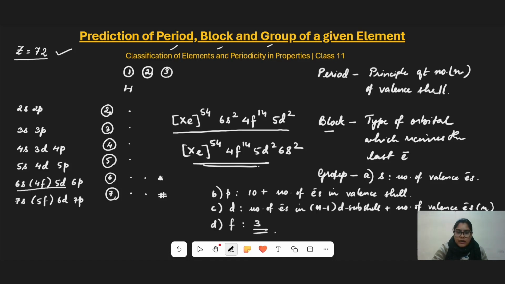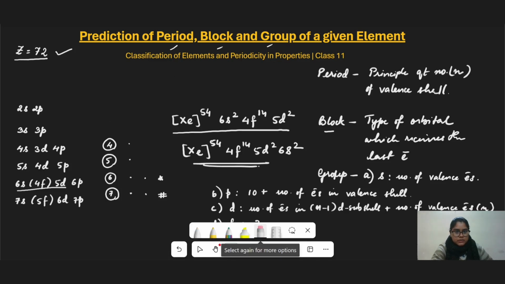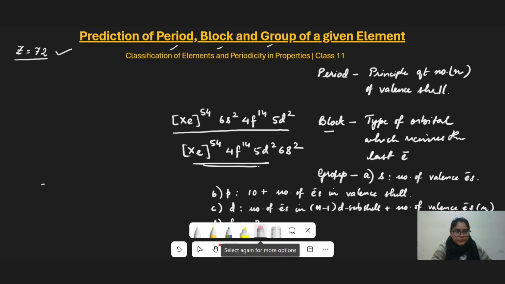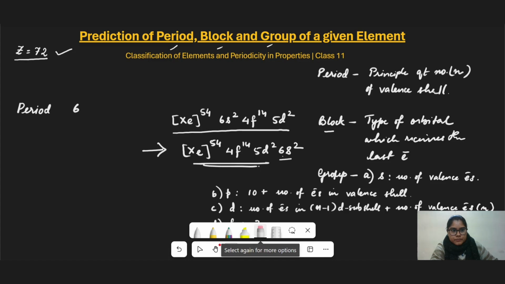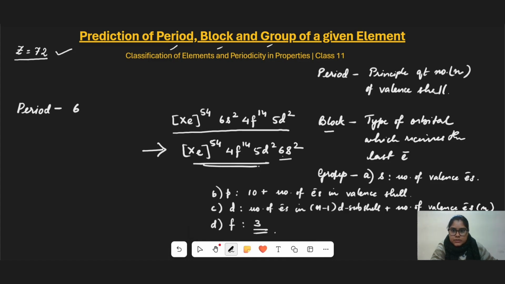All right. So in our case, let's see what its period, block, and group are. Okay. So this is our electronic configuration. The first thing, for period, is the n value for the valence shell. What is our valence shell? 6s. So what is the n value here? 6. So your period will be 6.